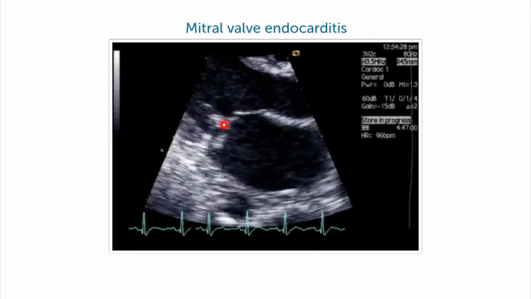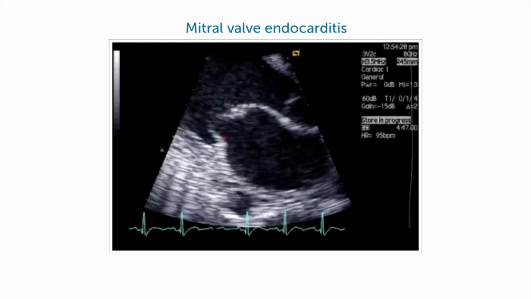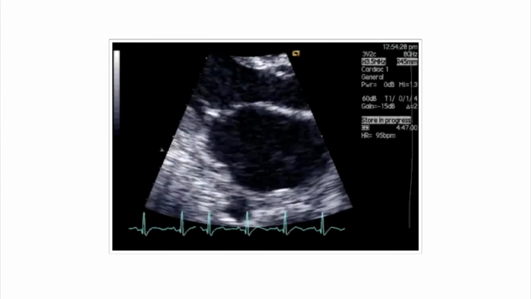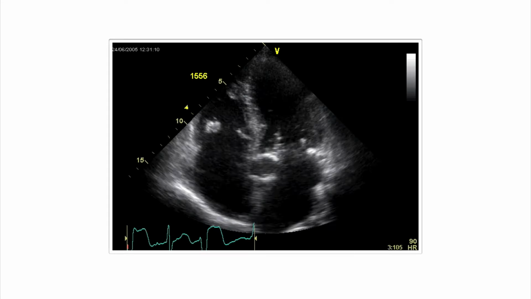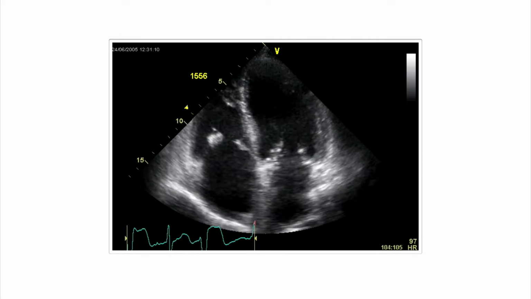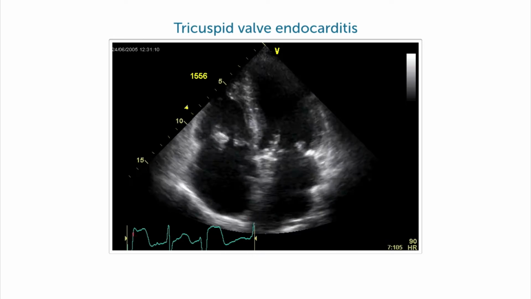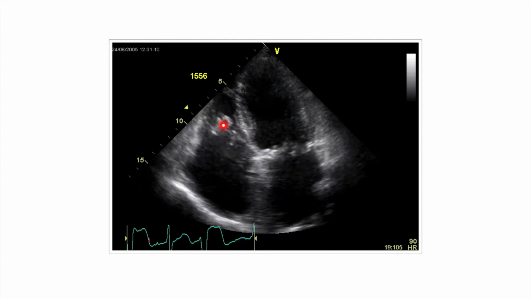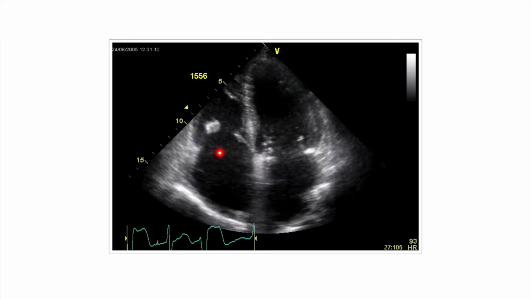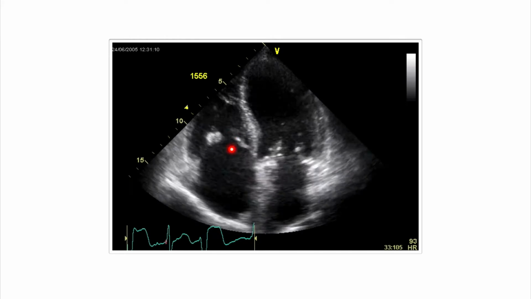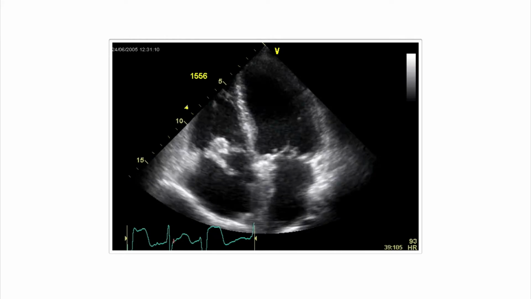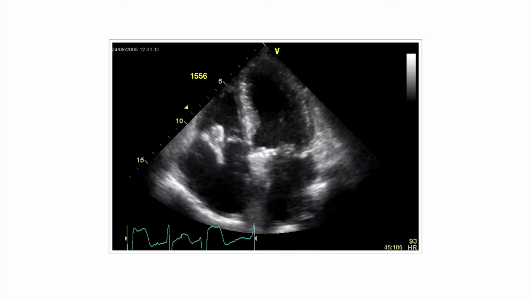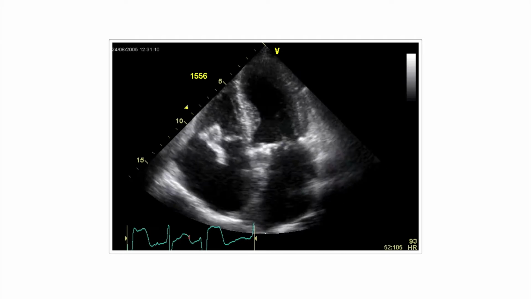Here is another example, this time on the mitral valve. You see, transthoracic echo is a good way of detecting endocarditis in many, many patients. And here is an example of endocarditis on the tricuspid valve, a massive vegetation here, and probably part of the tricuspid leaflet is disintegrated and the valve is certainly incompetent.